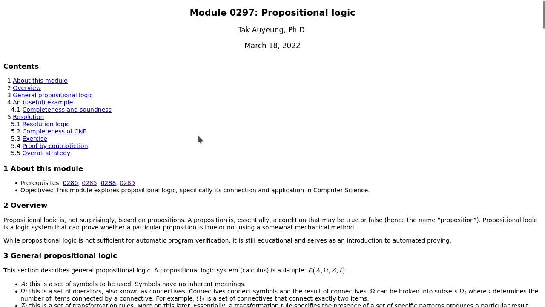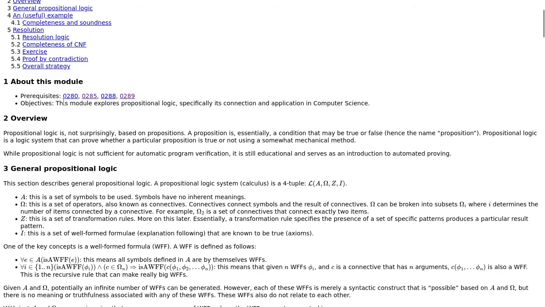All right. And you can see there's a bunch of prerequisites to this particular module, which means it might be helpful to click on these links just to make sure that we understand all the definitions and all the symbols and all the concepts from these 4 earlier modules.